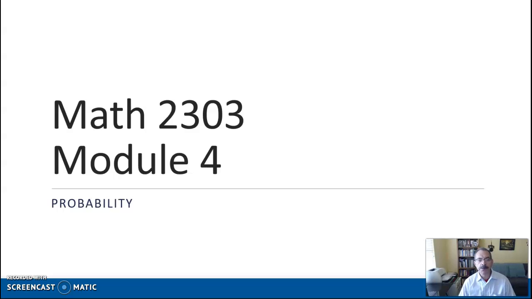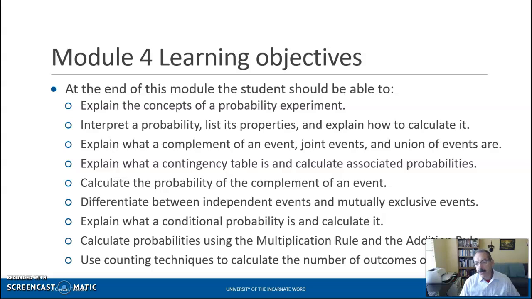Welcome to Module 4. This is the first recording for the lecture for this module, and we will talk about probability. The objectives of this module are that by the end of it, you should be able to explain the concepts related to a probability experiment, interpret a probability, list its properties, and explain how to calculate it. Explain what a complement of an event, joint events, and union events are.